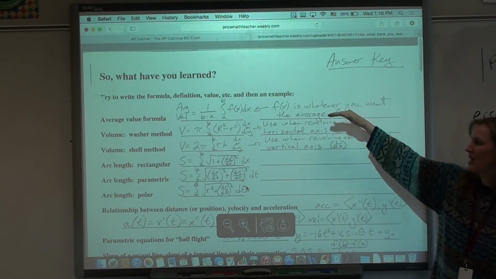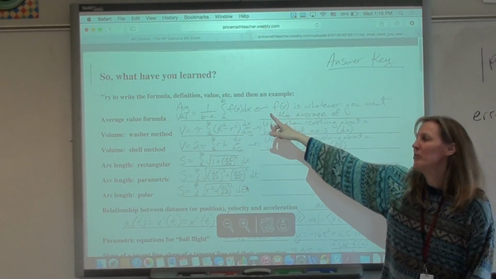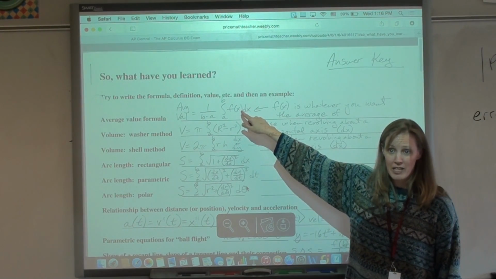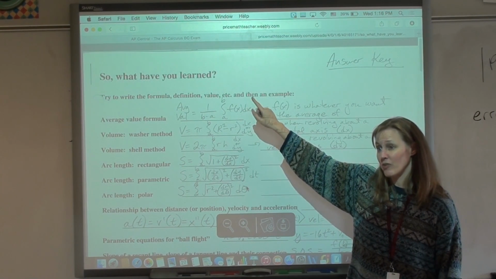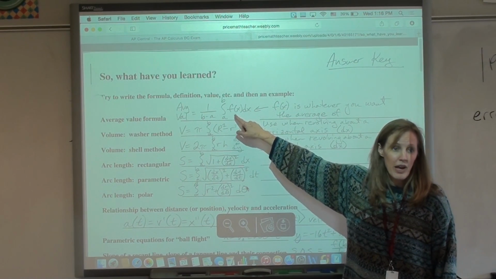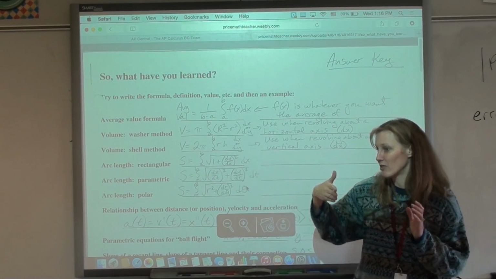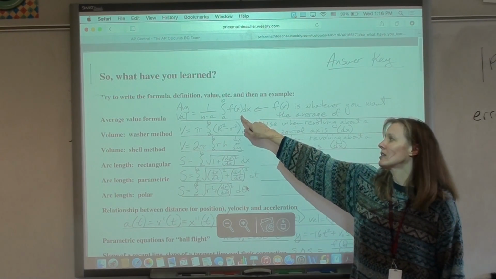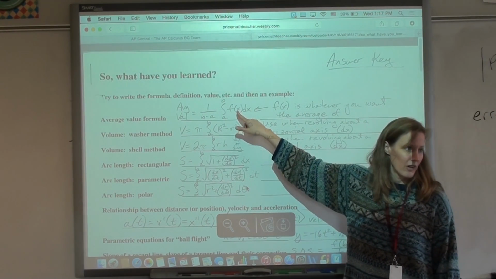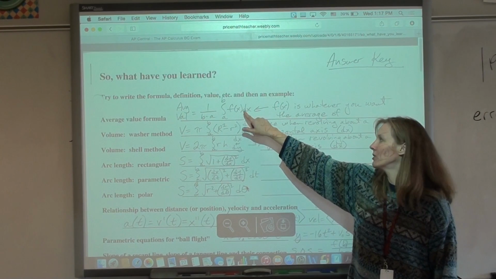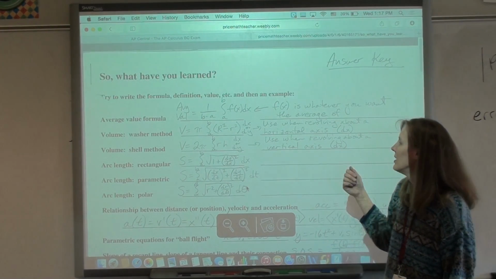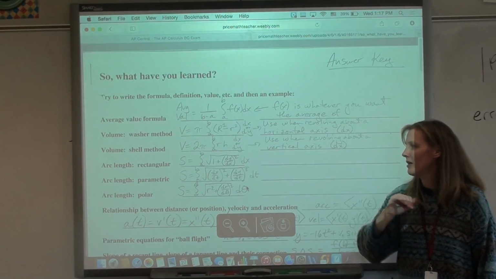So average value formula, you should all know the average value formula. Just remember, 1 over B minus A, integral from A to B, of whatever you want the average of, right? So if I need the average rate of change of F, then F prime, the rate of change of F, would go there. Whatever comes after the word average, that's what you want the average of. The units for an average value are the same as the units of whatever you put in here as your function, right? So if your function is measured in dollars per day, the average value of it would be dollars per day. Okay?